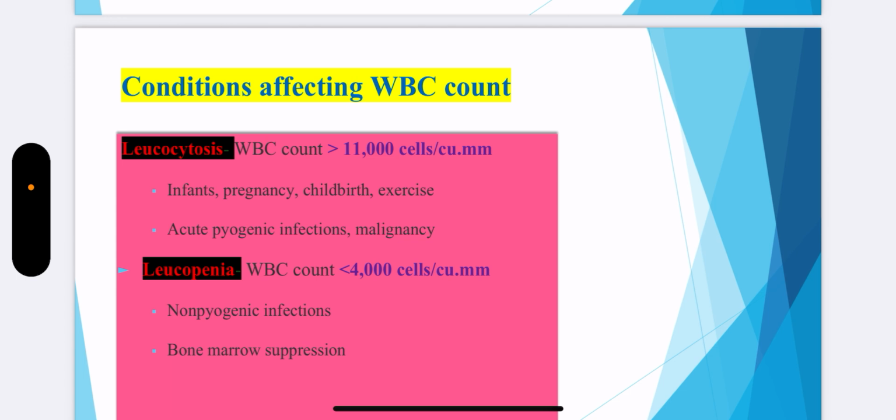Opposite to it is leukopenia, in which the WBC count is reduced, becoming less than 4,000 cells per cubic mm. It can be seen in cases of non-pyogenic infections, for example typhoid and paratyphoid fever, protozoal infections like malaria, viral infections like smallpox, mumps, or in case of bone marrow suppression.